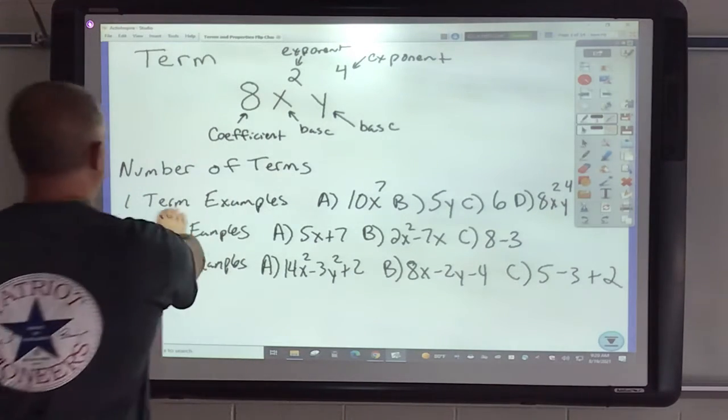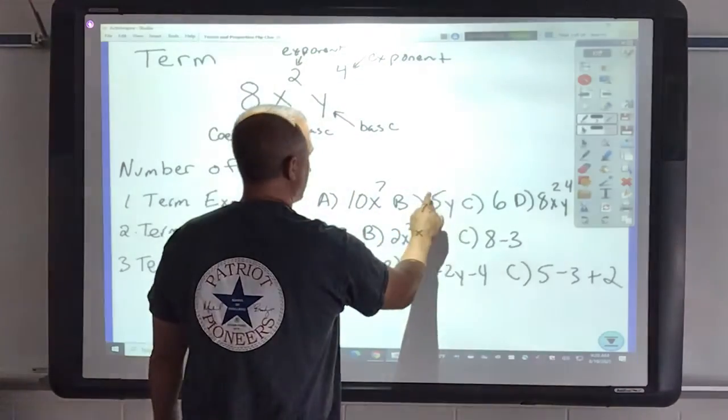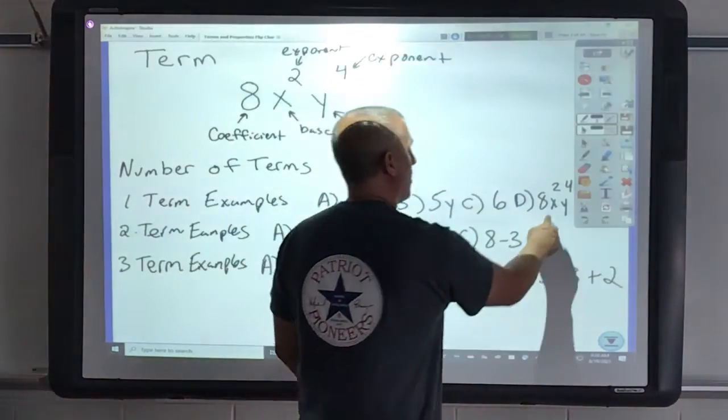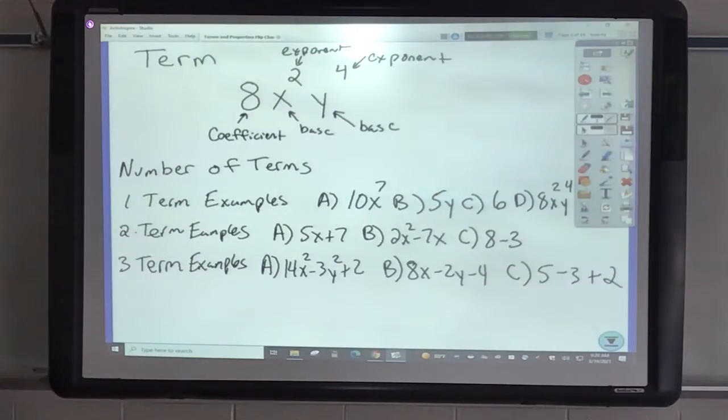So here's an example of one term. 10x to the seventh, one term. 5y, one term. Just the number 6, one term. 8x squared y to the fourth, one term. So if everything's grouped together, it's one term.